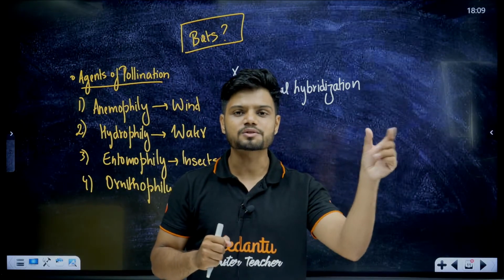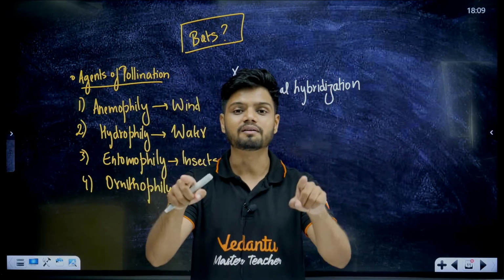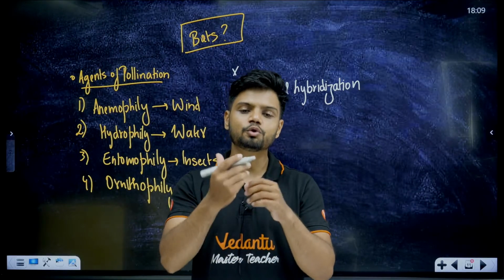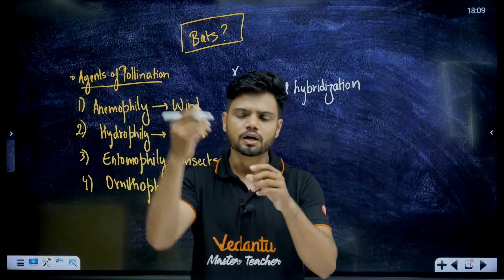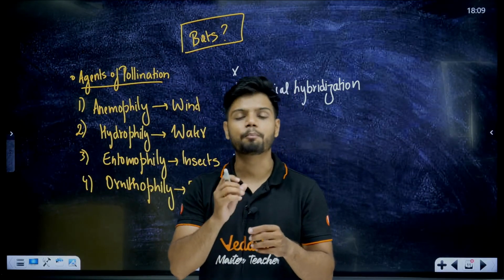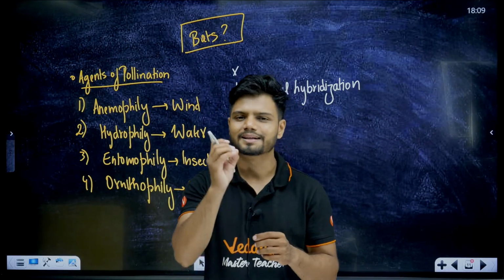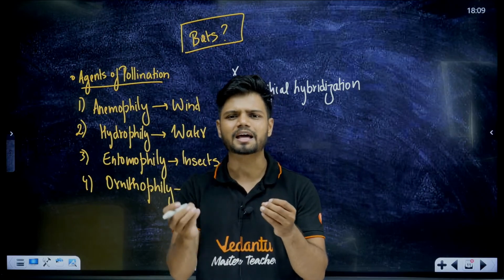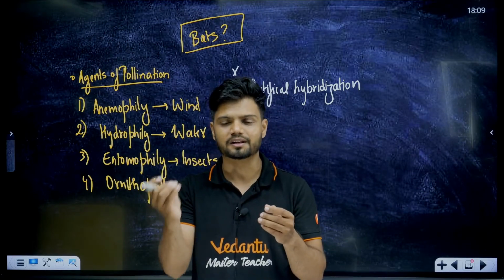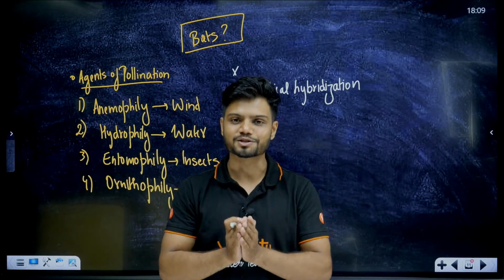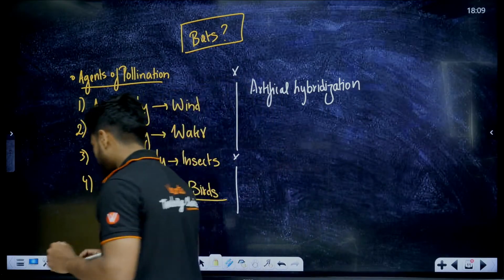Now, once emasculation is done, you need to completely cover the flower, called bagging. When you do the bagging, it makes sure that no extra pollen grain is entering inside. Once you do the bagging, there is also something called tagging. You also need to make tags to note down the date, time, flower, and which pollen grain you added. All those details will be written on the tag. That is called tagging.